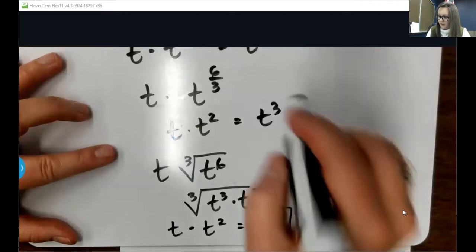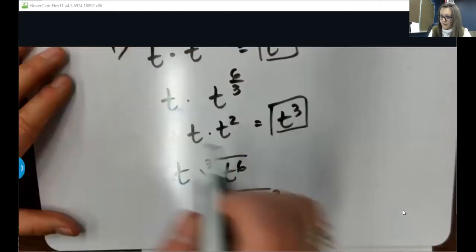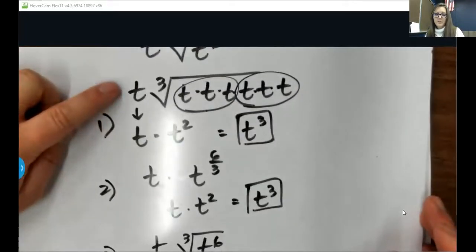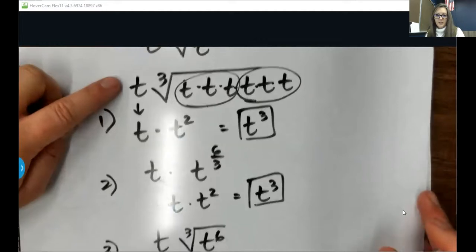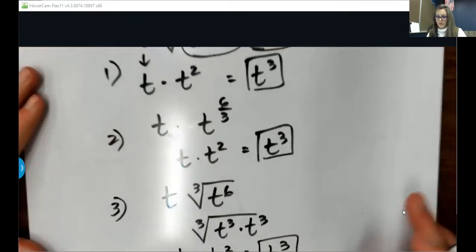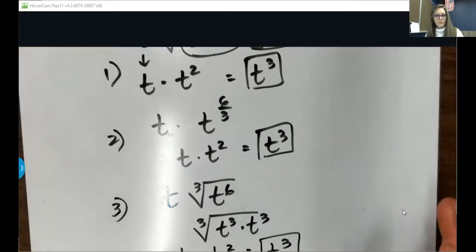Same answer, 3 different methods. Your choice. However it works best for you. If you're a more visual person like me, sometimes I need this, right? If you like to work with the fractions and divide, you can use that. If you want to find the perfect squares or cubes or roots or whatever, you can use that method. Same answer anytime. So let's move to the next one.